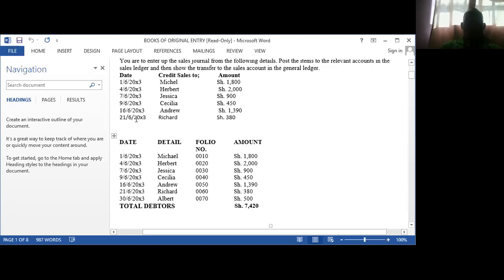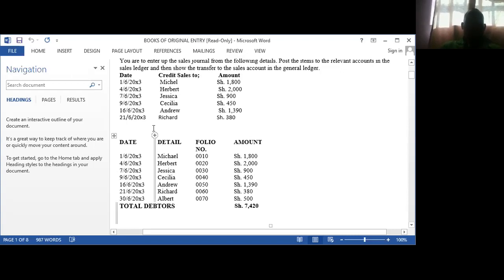So you find here the date, we find all the dates as recorded here, and then the names of the customers are going to be replicated here. Then we are going to have the amount. If in the question, in an examination scenario, there is no folio, don't even bother to put the column for the folio. You can simply have the date, detail, and amount.